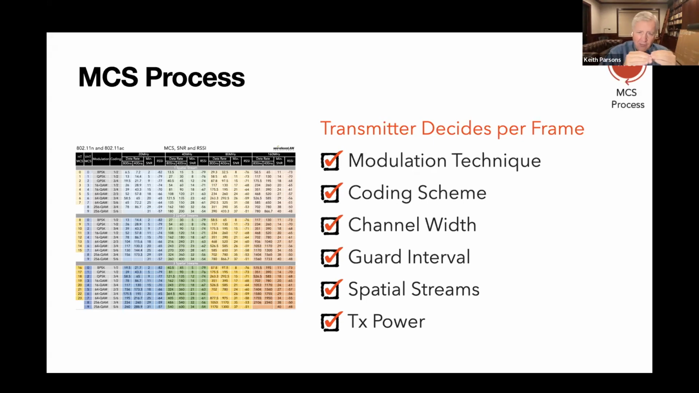Well, right at the end, right before it makes that decision, it's going to choose which modulation technique: BPSK, QPSK, 16 QAM, 64 QAM, 256 QAM, maybe even 1024 QAM. It has a coding scheme that it's going to choose, and it's going to choose channel width, it'll choose guard interval, it's going to make a decision on spatial streams and transmit power. All of these issues are decided by the transmitter.